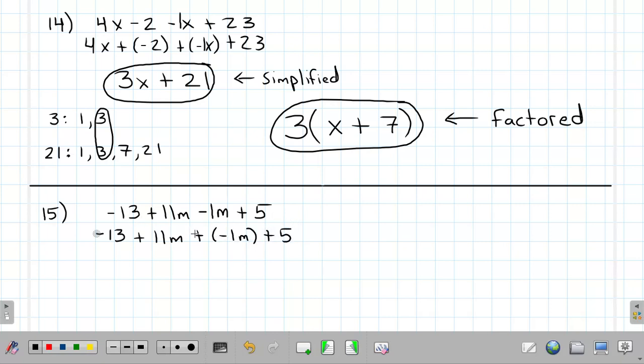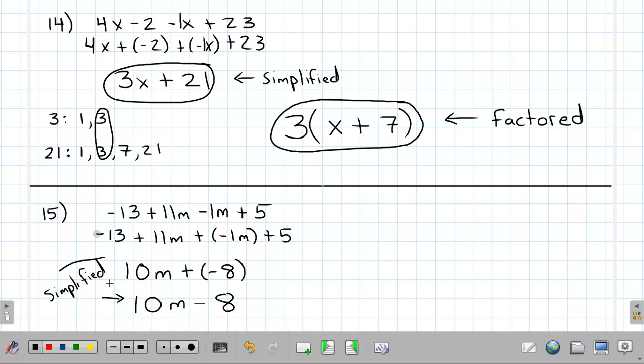So once again, what can we combine here? Well, we combine 11m and -1m. So 11 plus -1 gives us 10m. Plus, in this case, we're going to have -13 plus 5. That's going to be a -8. So our simplified version is going to be 10m minus 8. So once again, this is simplified.